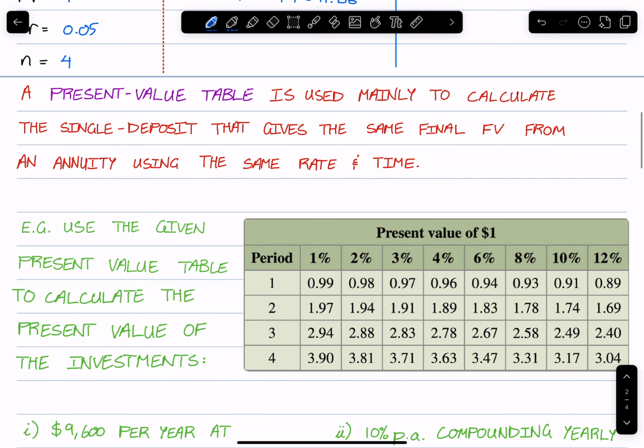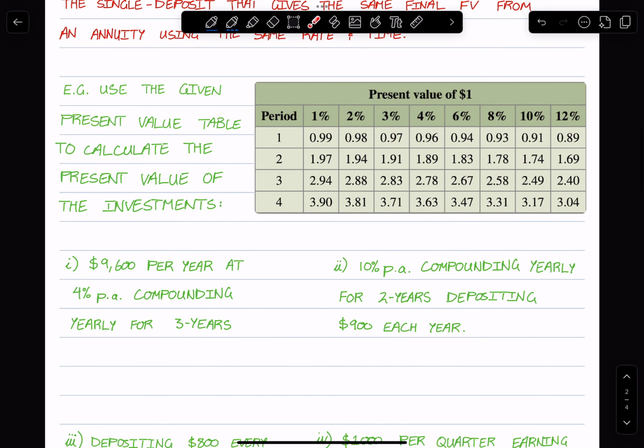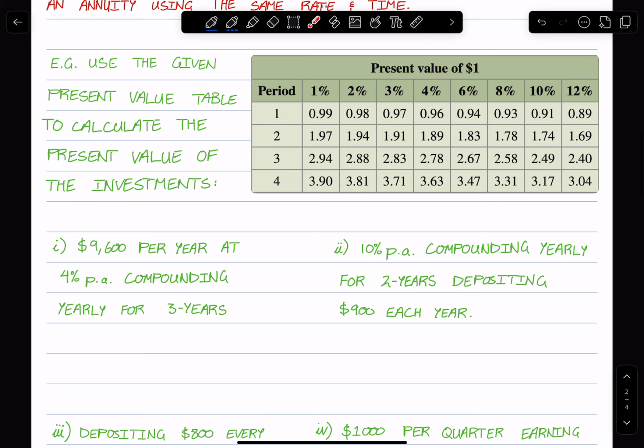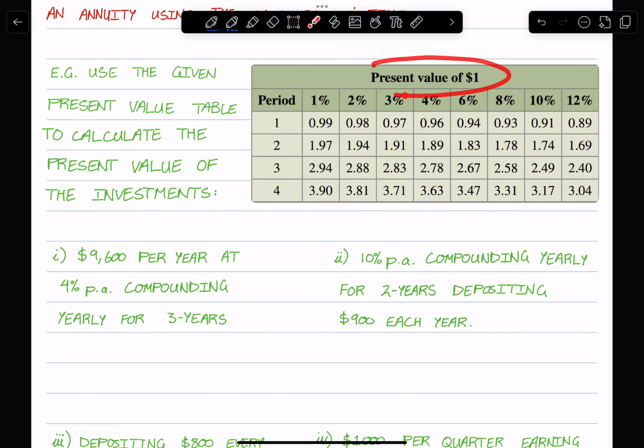Well, enough talk. This is what a present value table does. It is used to calculate the single deposit or the present value that gives the same final future value of an annuity of the same rate and time. Okay, so let's go through 2 examples to demonstrate what we mean. So use this present value table. Notice how it literally says present value. You need to be mindful of that when doing these types of questions.